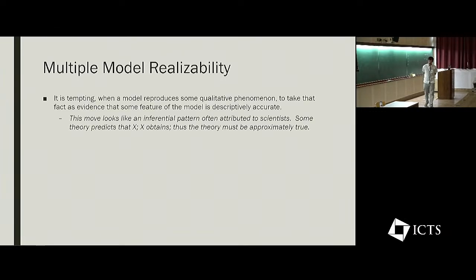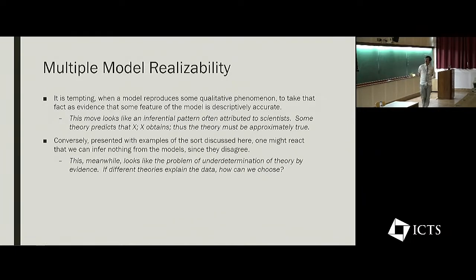It's tempting, under these circumstances, to say that if a model reproduces some qualitative phenomenon, we take that fact as evidence that some feature of the model is descriptively accurate. Right? This looks like the kind of inferential pattern we use all the time, where we say, I have some evidence, I have a theory, the theory explains the evidence, that should increase the probability that the theory is true.